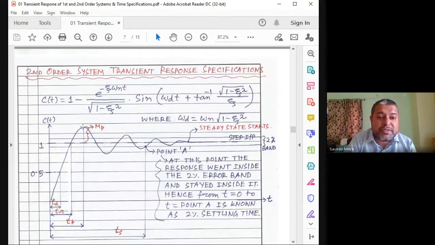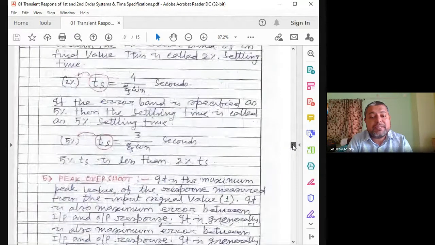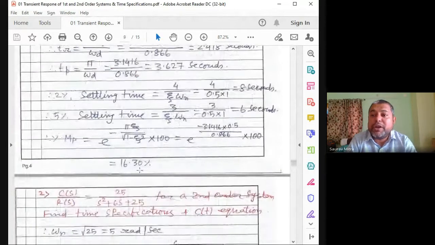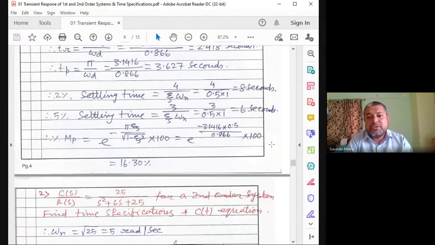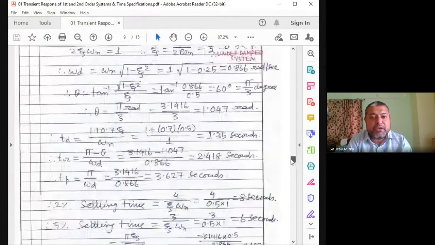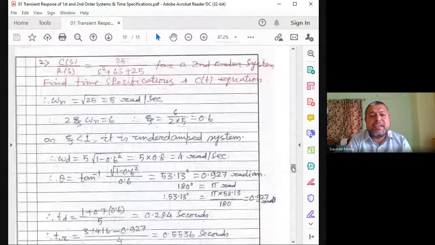So 1.163 will be the maximum amplitude, and then subtract that from 1. So 1.163 minus 1, that is 0.163 multiplied by 100%, that you are going to get as percentage overshoot, 16.3%. And you are finding that 5% settling time is 6 seconds, 2% settling time is 8 seconds. So this is the best numerical. Page number 9 you can write down. First practice this numerical, and there are many numericals like this given afterwards.